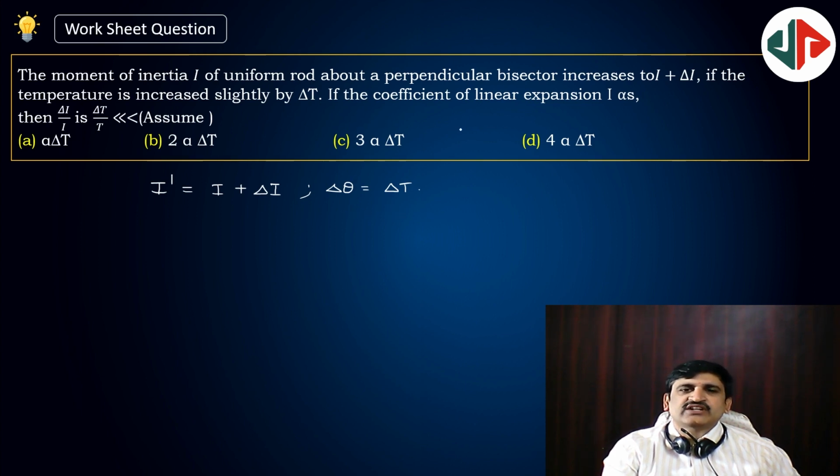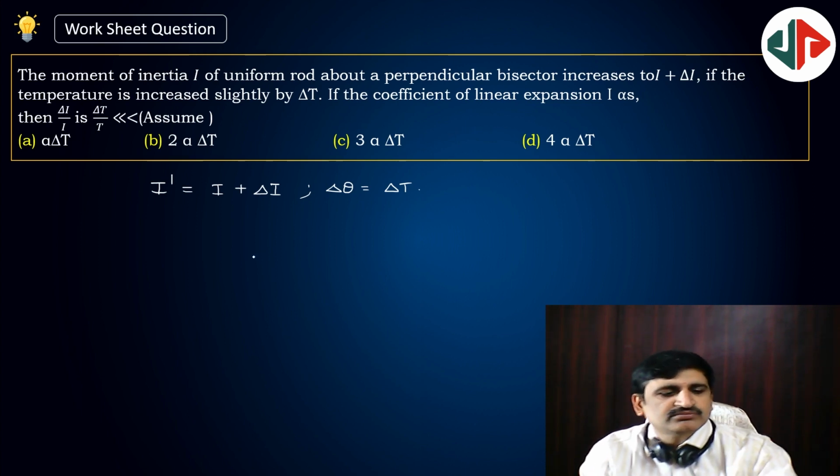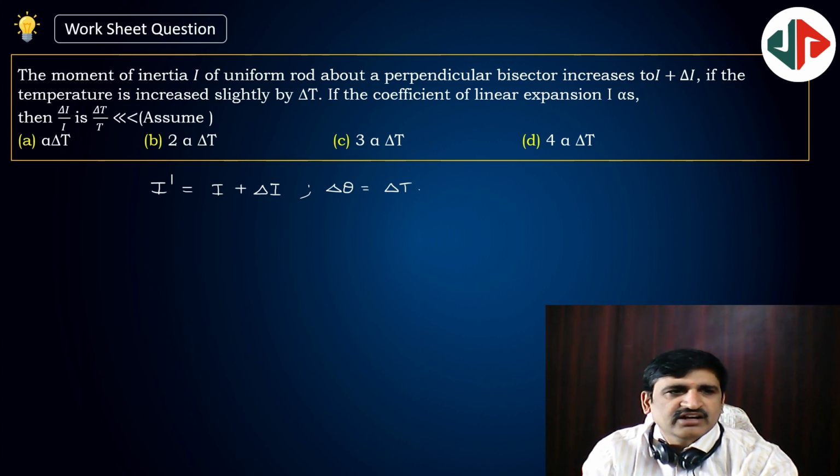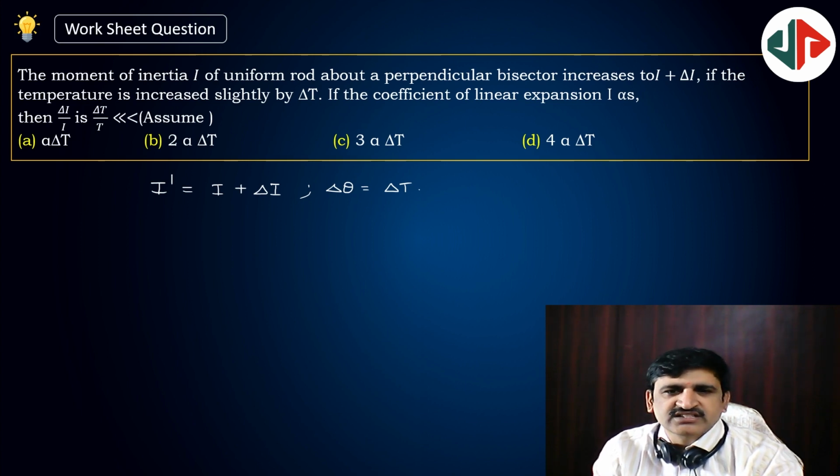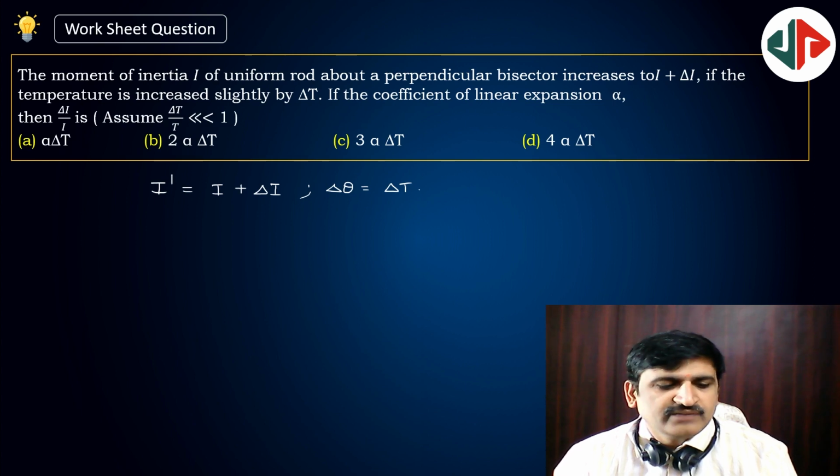Slight change, he said. That means approximations you can use. If the coefficient of linear expansion is alpha, okay, then delta I by I is delta T by T. Assume. I will recheck the statement construction and I'll do it. I made the necessary changes. I read the question once again.